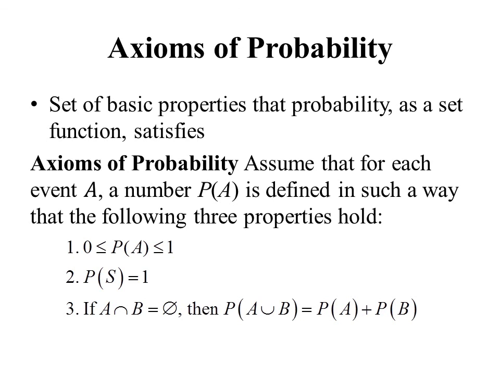Okay. Now, what do we do with these axioms? As we mentioned before, we're going to use these axioms to prove other simple results in probability. And then we're going to take those simple results and use them to prove more complex results. So whenever we talk about a property of probability and try to prove that property, we're going to start off with these axioms and use them to prove those results.